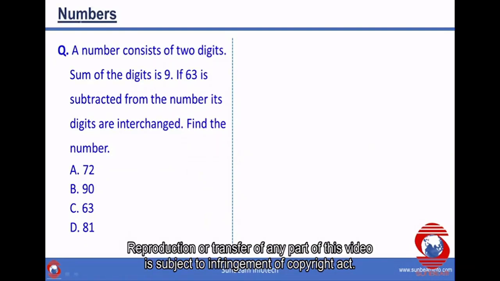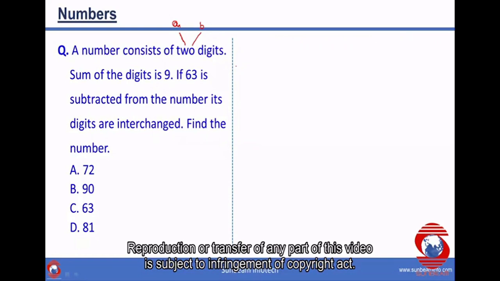The question says a number consists of two digits. What is the question? There are two digits. What are the two digits? Let's say the first digit is A and the second digit is B. Right? So how many digits are there? There are two digits. One is A and the second is B.